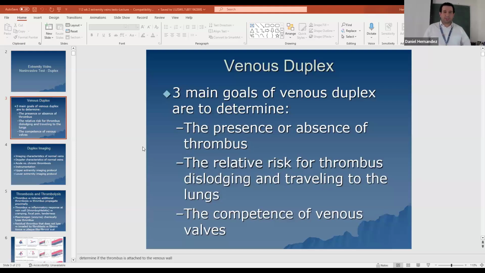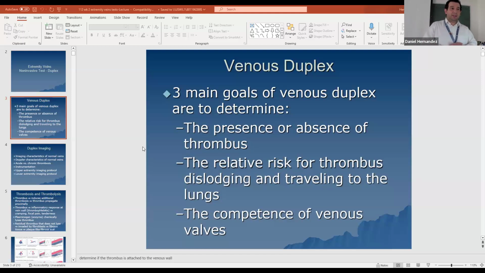All right. So venous duplex. Why do we do our ultrasound exams, our DVT studies? So we have three main reasons. First and foremost is to determine the presence or absence of thrombus. So we're looking for clot within the veins, looking for the presence of DVT or superficial thrombophlebitis, the superficial clots. Part of that exam, we can determine the relative risk of that clot, potentially dislodging and then traveling to the lungs, becoming a pulmonary embolus.